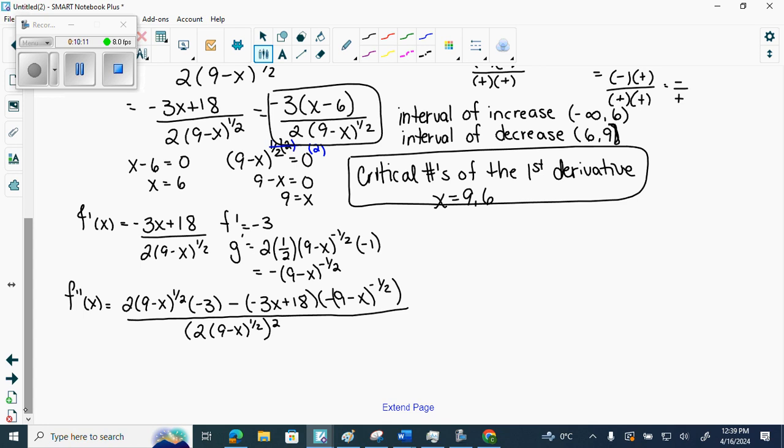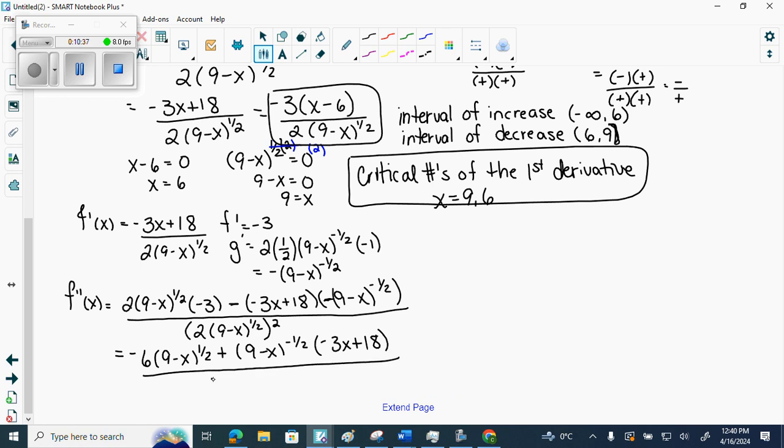Okay, I'm going to do a little simplifying first before I take out anything. So I'm going to get negative 6, 9 minus x to the half. Then I get minus times a minus, so this minus and this minus gets me a plus sign. And then I have 9 minus x to the negative a half times negative 3x plus 18, all over... what do we get here?